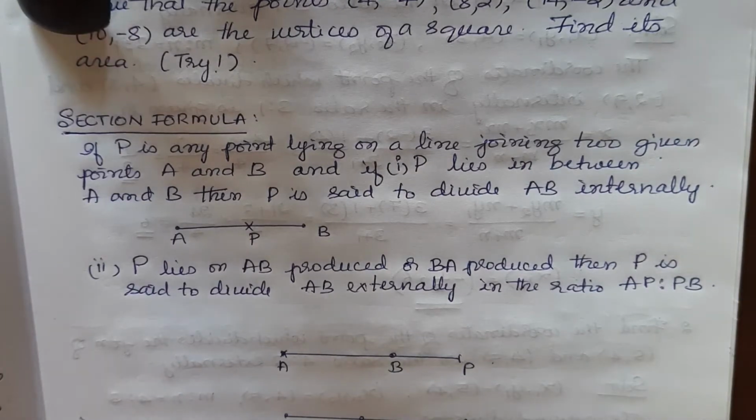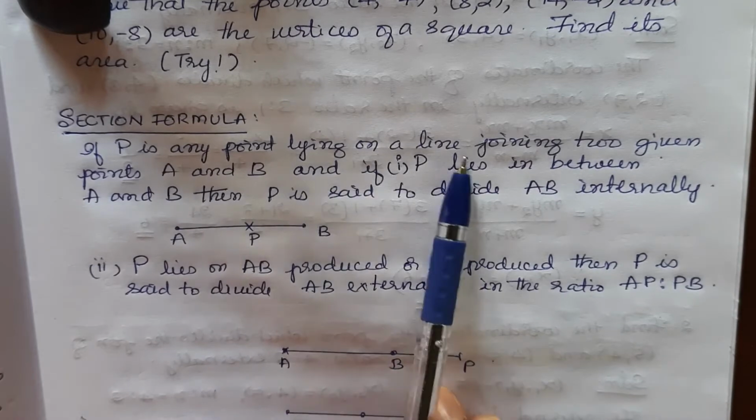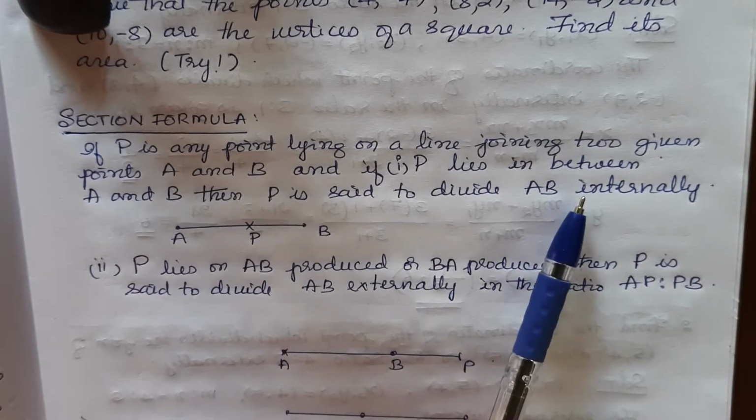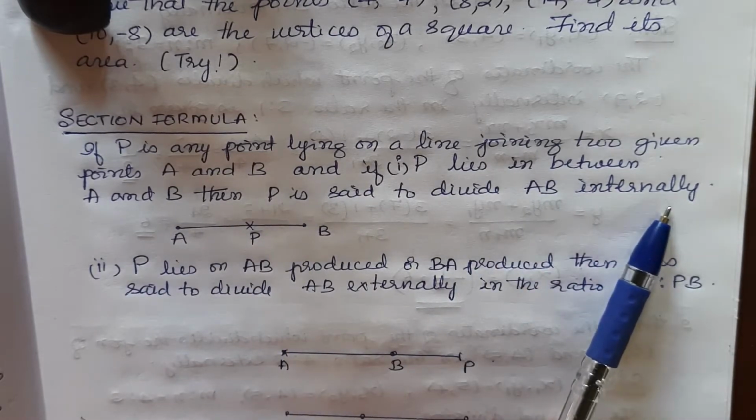Hello students, after the distance formula we shall study what is section formula. Section formula: if P is any point lying on a line joining two points A and B, and if P lies in between A and B, then P is said to divide AB internally.